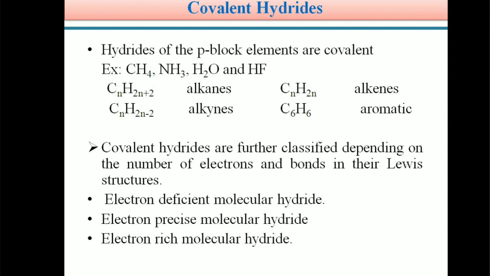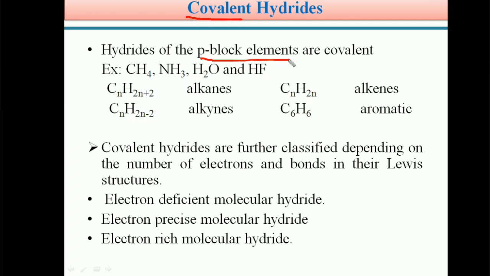Ionic hydrides are formed when dihydrogen is combined with the 1A group metals or the heavier elements of the second A group. Now the covalent hydrides. Covalent hydrides are formed when dihydrogen is combined with p block elements, for example carbon, nitrogen, oxygen, fluorine.